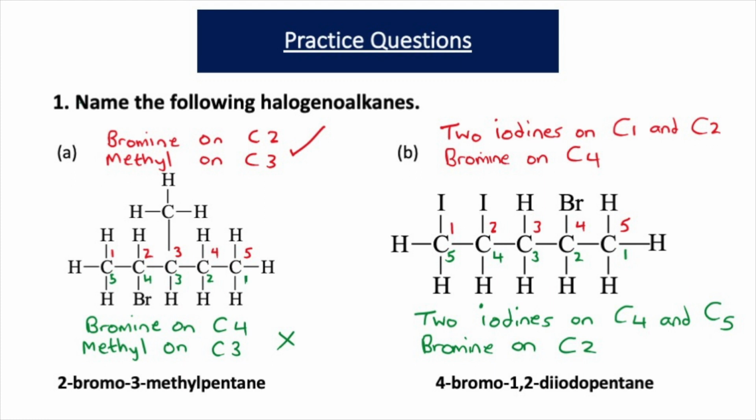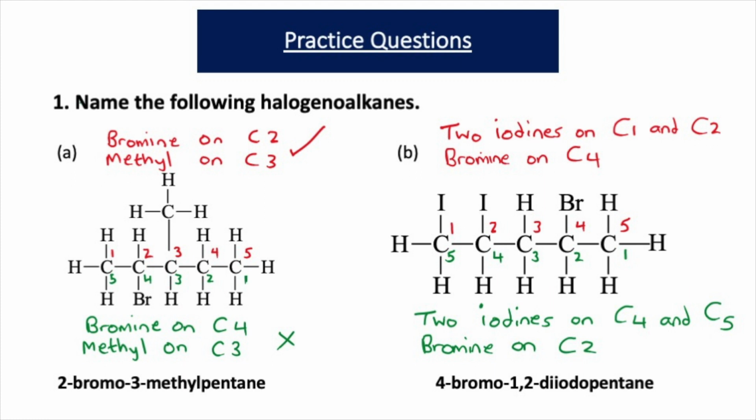Now if we look at the second question, question B, the compound here has 5 carbons in its longest chain again, so it will once again end in pentane when we come to name it. If I number the carbons left to right, as I've done in red here, the substituents, the bromine and the iodines, are on carbons 1, 2 and 4. So the 2 iodines are on carbons 1 and 2 and the bromine is on carbon 4.